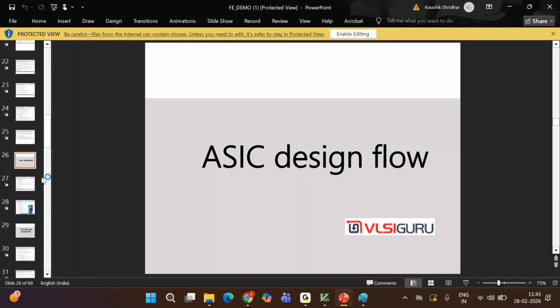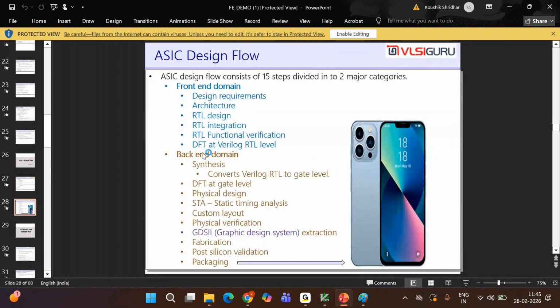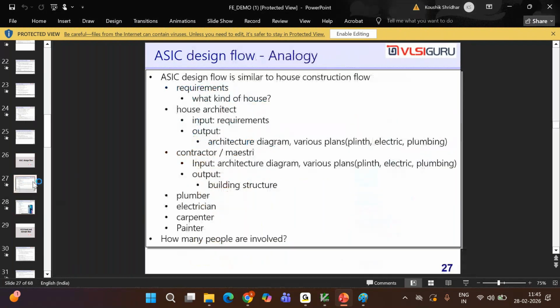Okay. Let us go through the ASIC design flow. There are two types of design flows present: the front end domain and the back end domain. This ASIC design flow analogy is like house construction. When you're about to construct a house, you will have a land, let's say 1200 square feet is the land dimension. So what will you start with? Will you start directly with house construction? No. We'll first start with requirements.